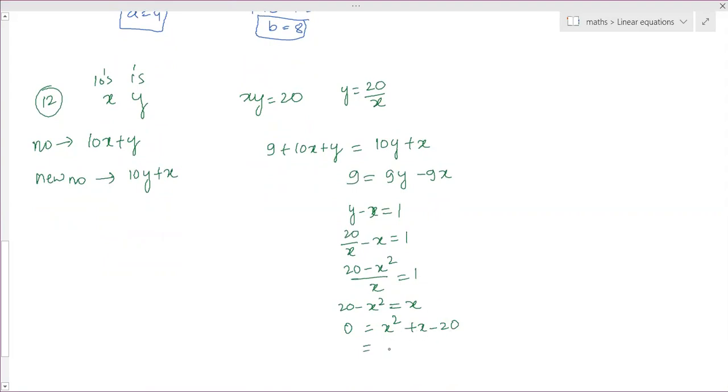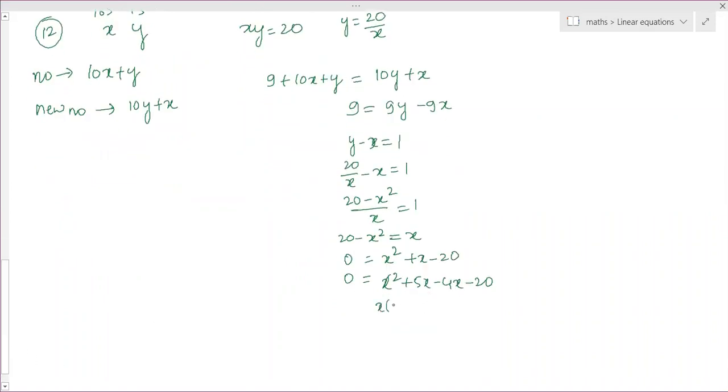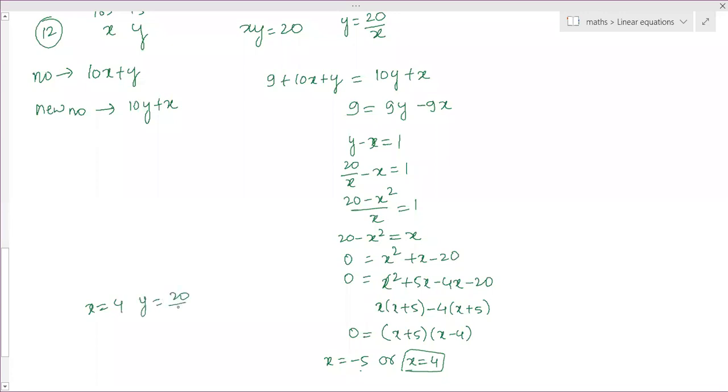So quadratic equation, middle term splitting. X square plus 5x minus 4x minus 20. X into bracket x plus 5 minus 4 into bracket x plus 5. So x plus 5 into x minus 4 is equal to 0. So x is equal to minus 5 or x is equal to 4. The number cannot be negative, so x is equal to 4 is the answer. So x is 4, y is 20 by 4, that is 5. So the number is 45.